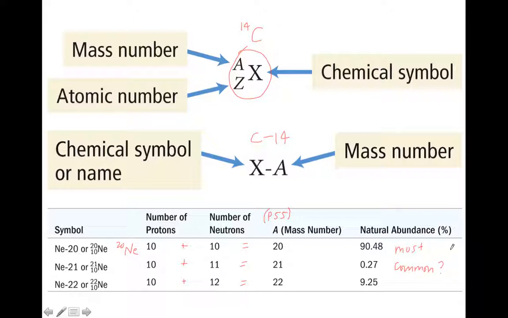I'll try to remember to ask that on a quiz. Which is the most common neon isotope found in nature? Do feel free to ask me that in class if you like.